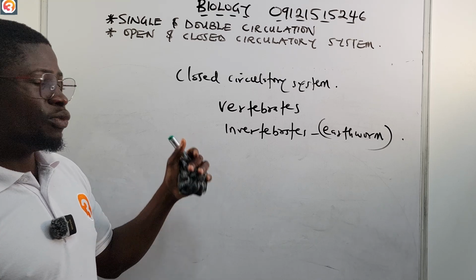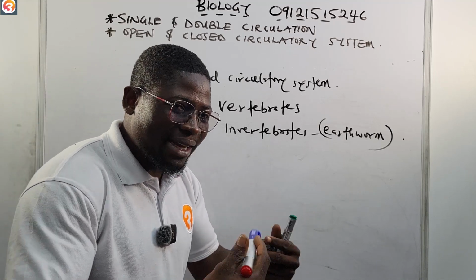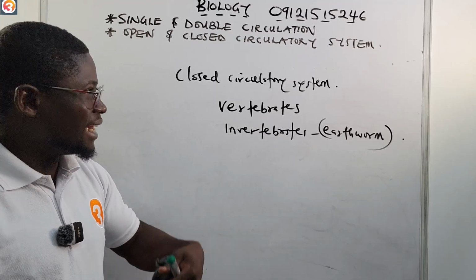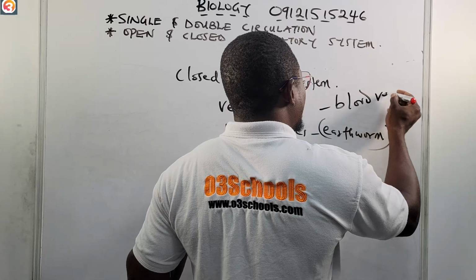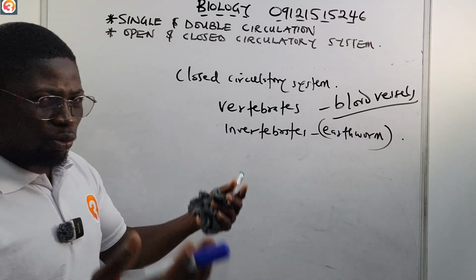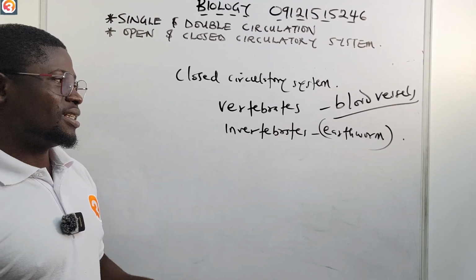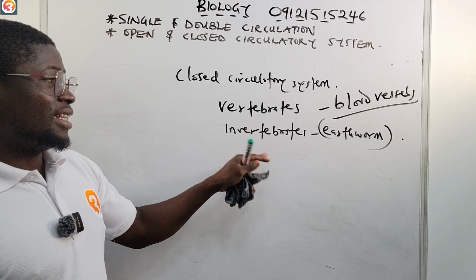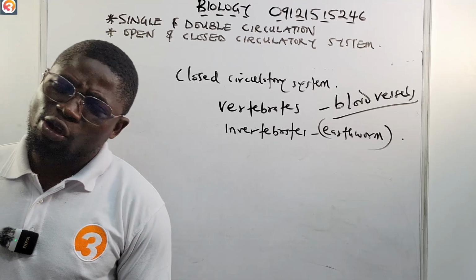And of course, what is a closed circulatory system? It's a system where blood vessels are present to conduct the blood. The organisms that have a closed circulatory system have blood vessels that conduct the blood and control the flow of blood, unlike the open system that lacks blood vessels. Examples are vertebrates, which you already know, and invertebrates like the earthworm.